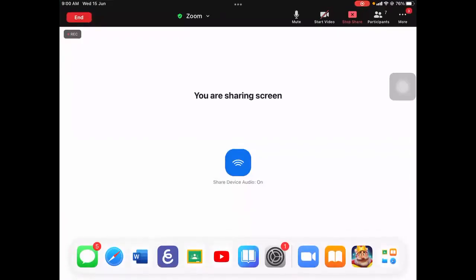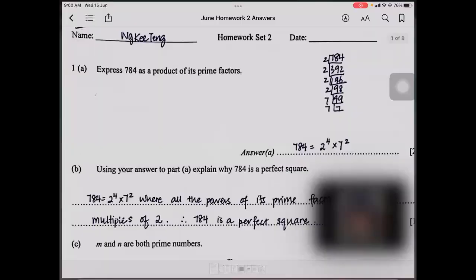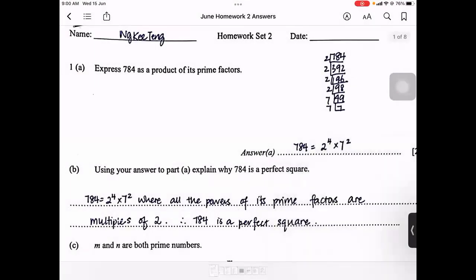Hi, good morning. Can I just check, can you all see my screen? Are you able to see my screen?